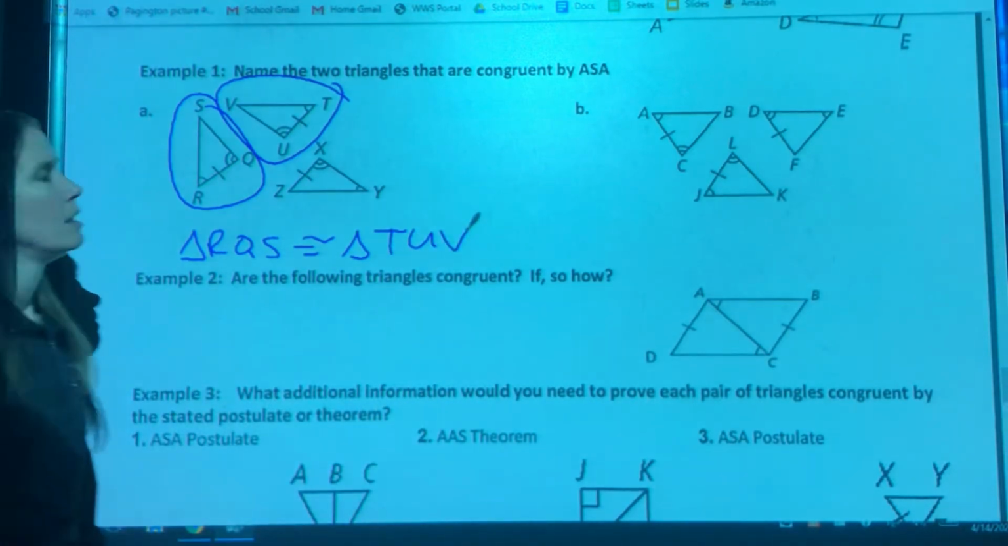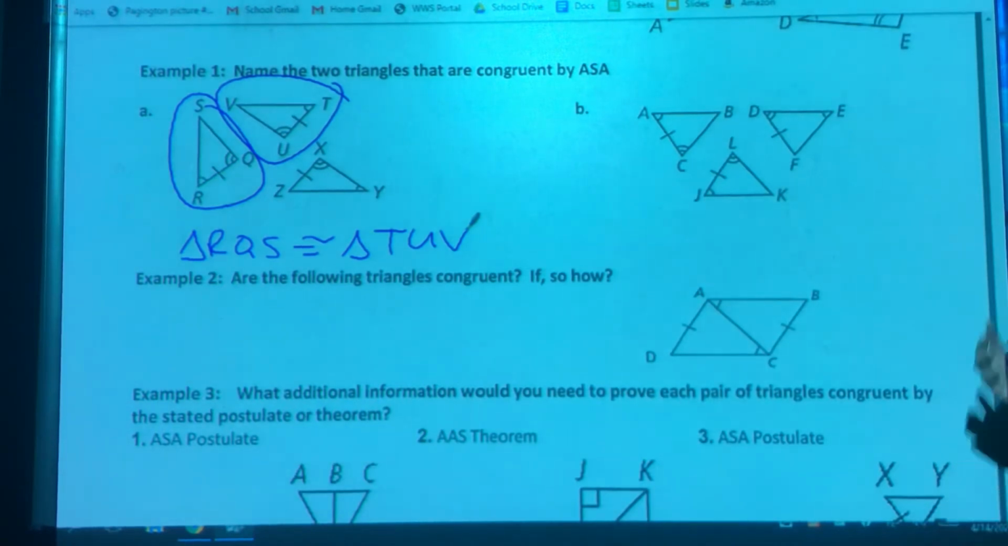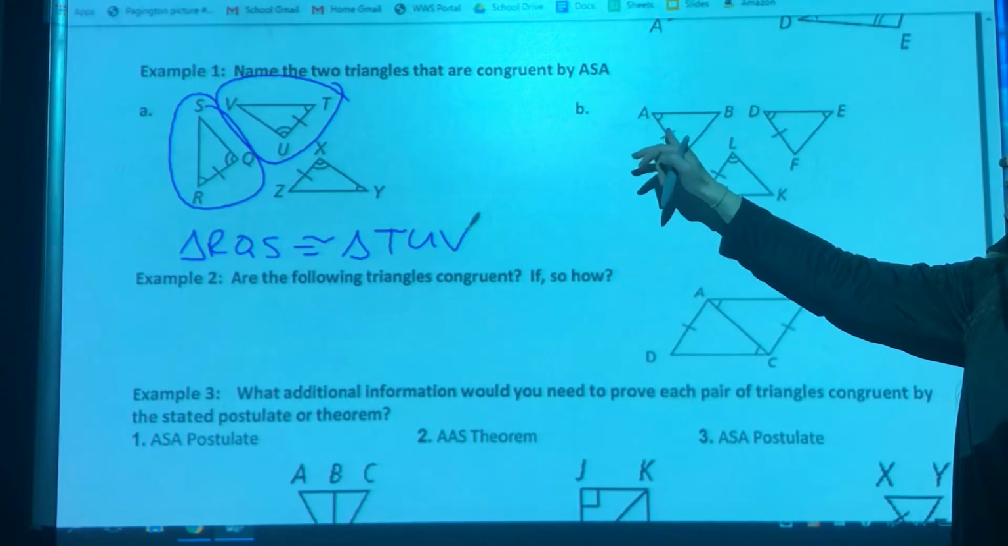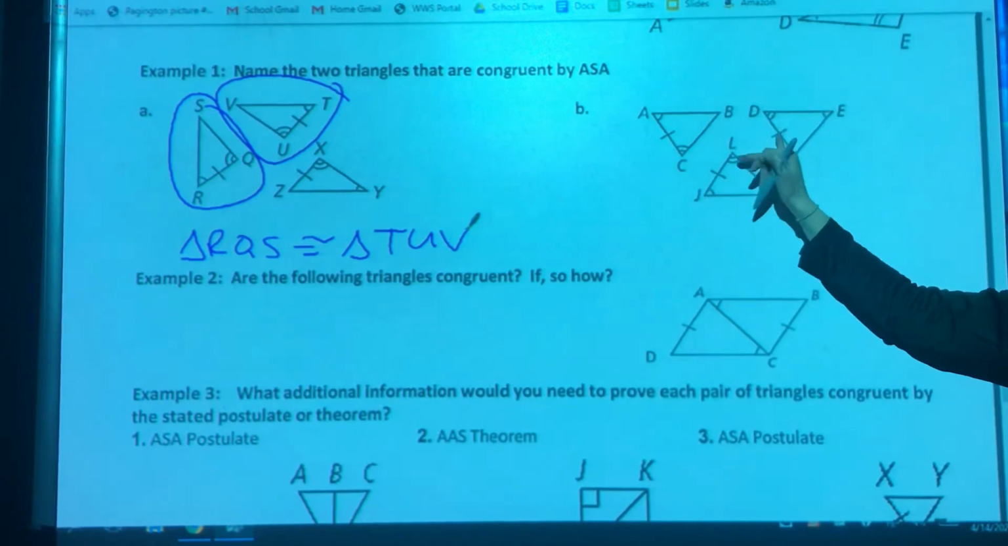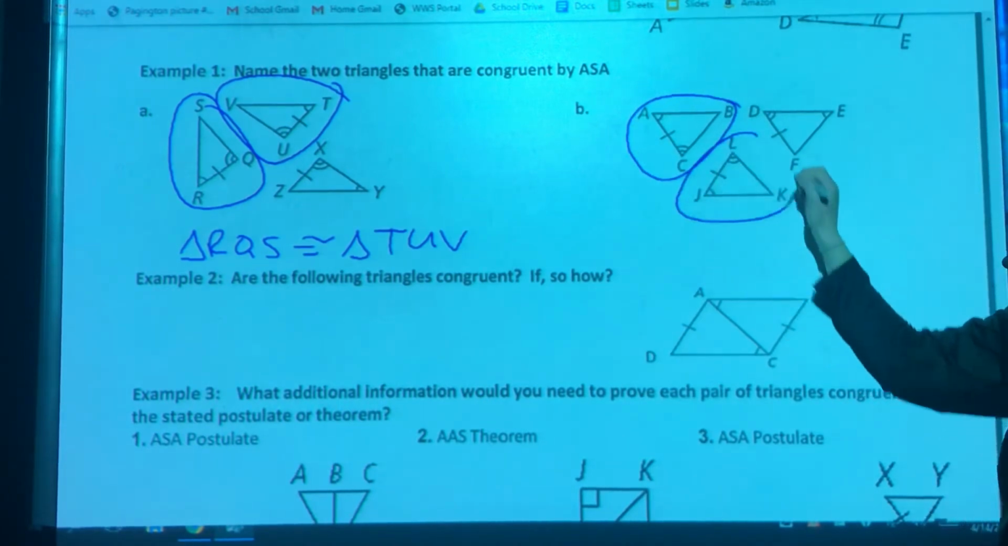Okay. Over here on B, it is wanting us to, again, look for angle, side, angle. So I have two angles and a side. Side's right in between the two angles. Two angles and a side. Side is right in between the two angles. Two angles and a side. The side is not right in between the two angles. So the two that are representing angle, side, angle are this one and this one.